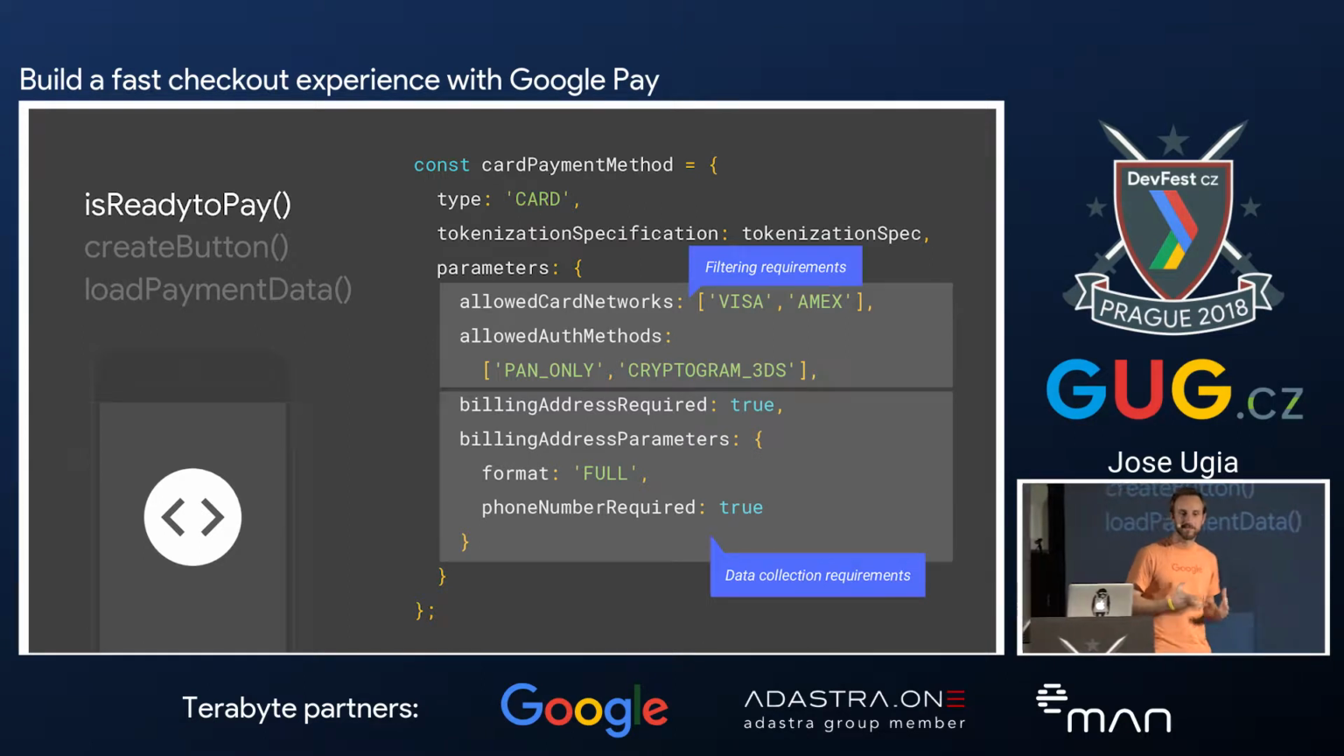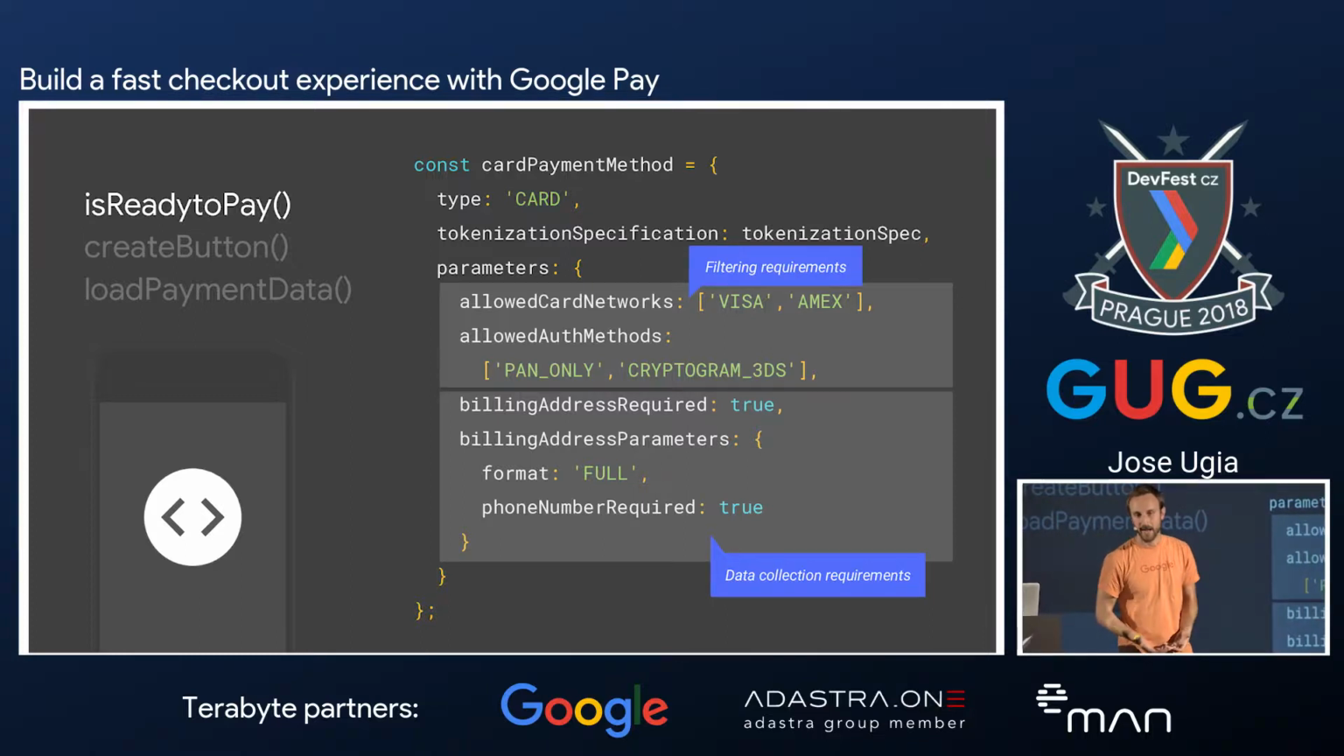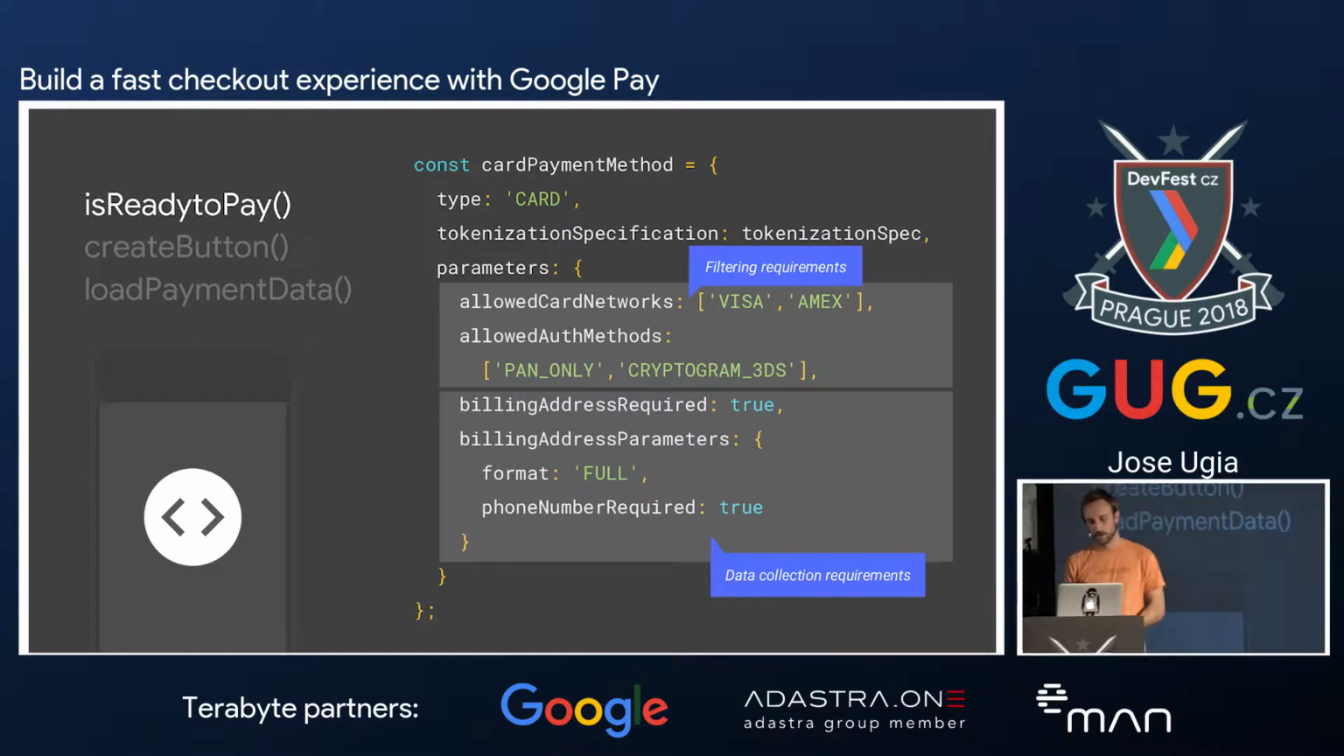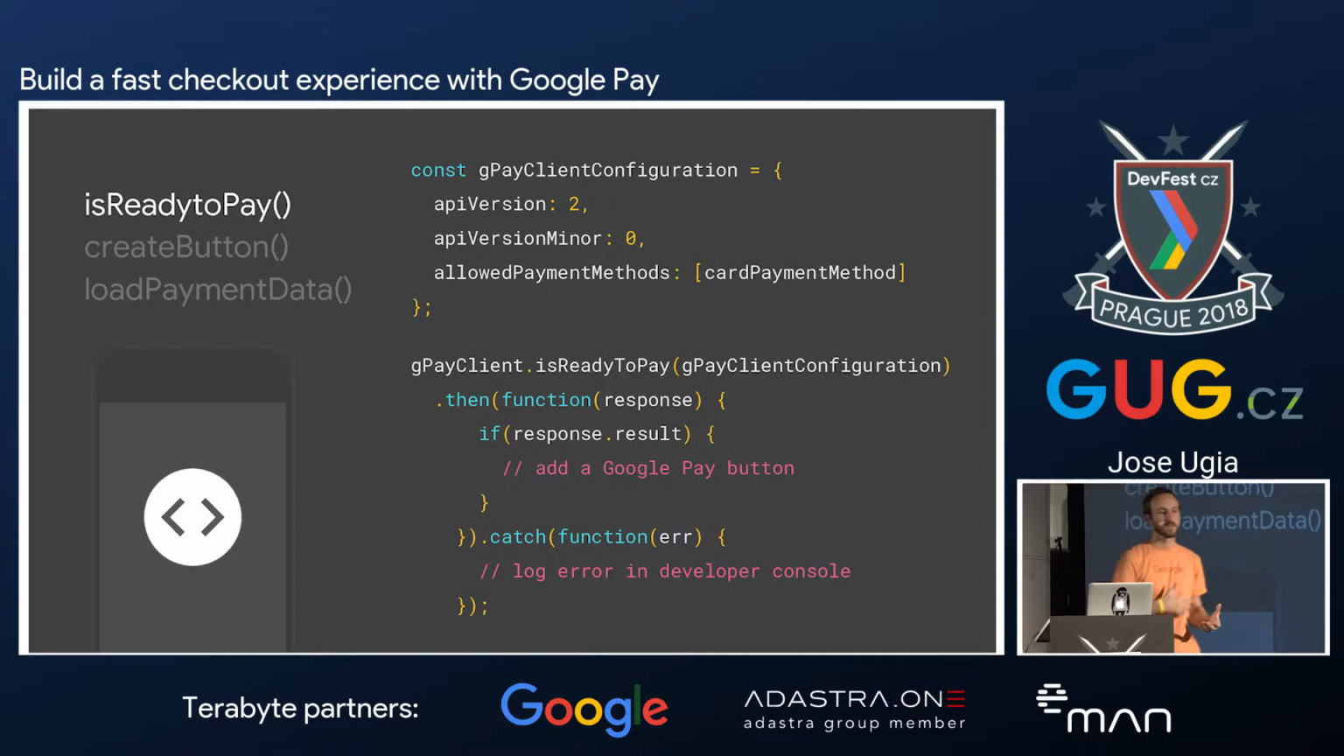What we always recommend is to request as little information as possible, because when we ask for more information, users are less likely to actually buy on our site. So if you need to do it, you can do it. But if you can go only with, let's say, the payment method, that's probably a better way to go if you want to maximize your conversions.